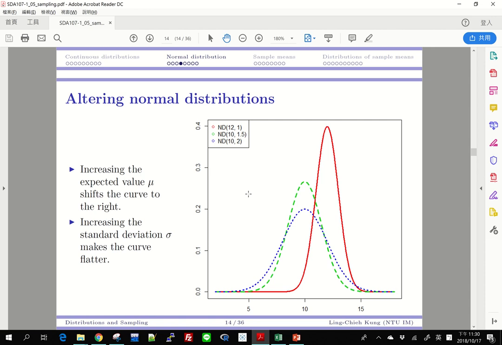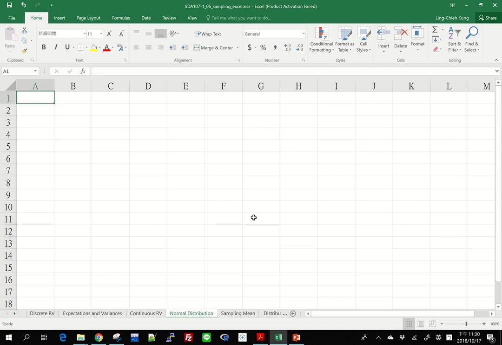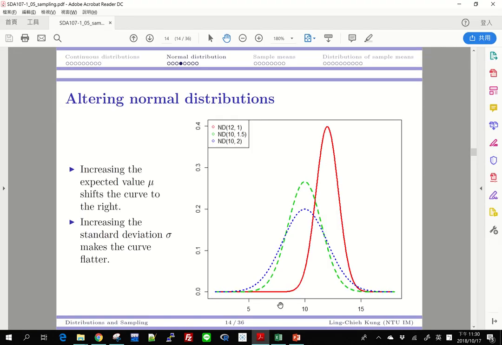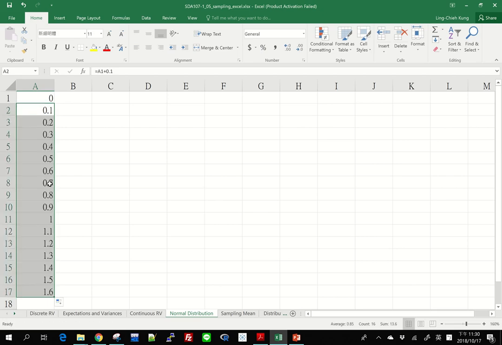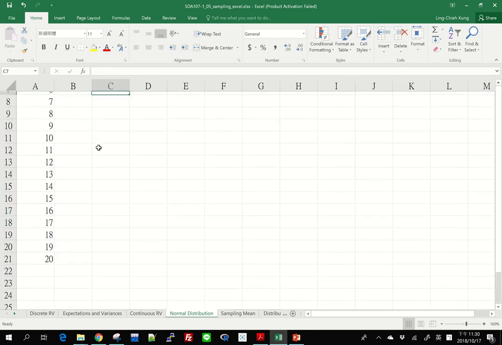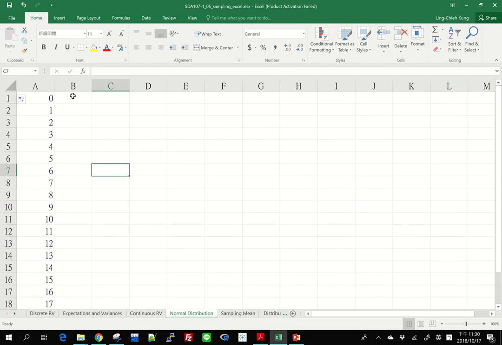Okay, let's see how to get PDF values from Excel, and let's see whether we may verify whether these values are right or wrong. When we want to do this, we're talking about possible values from 0 to 20. I'm going to get a set of values, and I'm going to just use 1 as the interval. If I do so, I roughly get 21 values, just the integer values between 0 and 20.